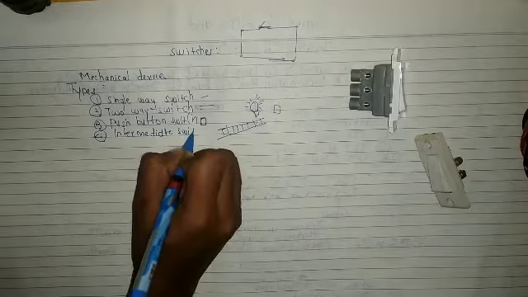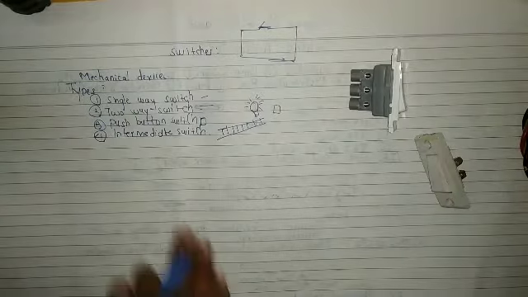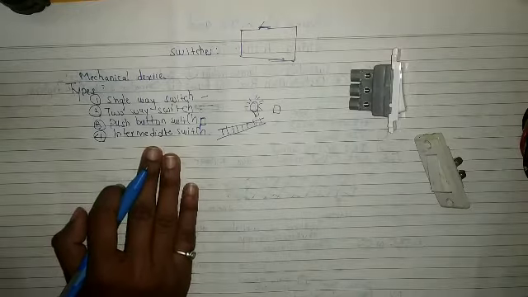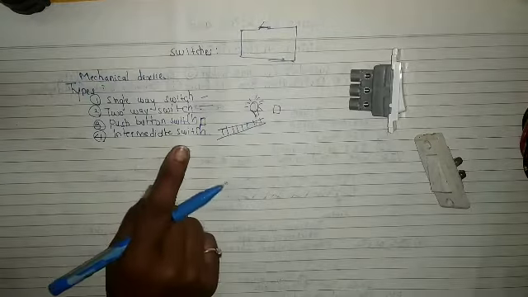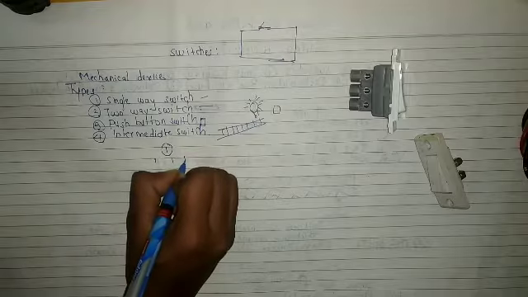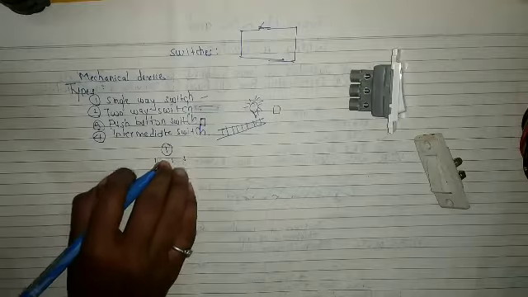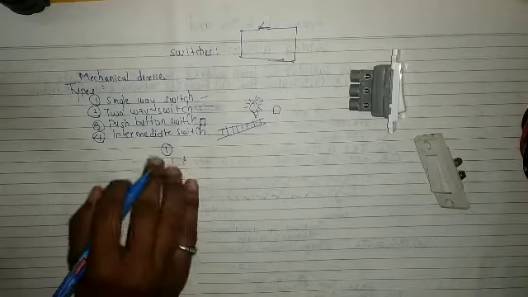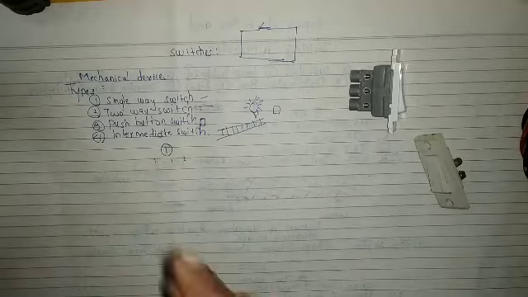the intermediate switch. Where do we use an intermediate switch? These switches are used when there are 3 switches or more controlling one light. So one light is controlled by 3 switches or more than 3 switches. Then we use an intermediate switch. Intermediate switches are used when there are 3 or more switches controlling one single light.